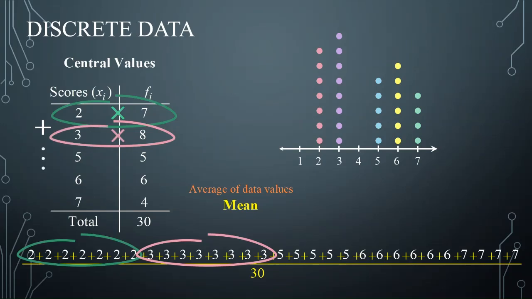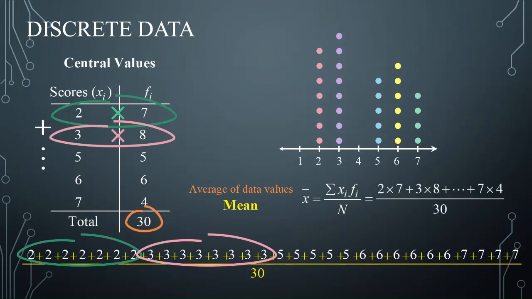And then eventually divide by the total. So to find the mean, denoted by x bar, I add the product of the variable values by their frequencies and then divide by the total, which is 30 in this case, which yields a mean of 4.23 for this data set. Now let's mark the mean on the number line.